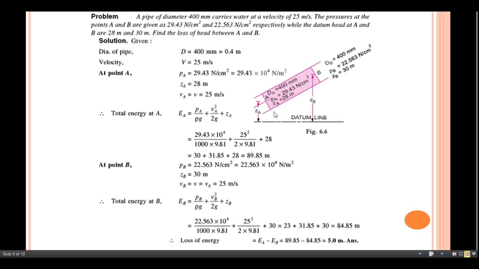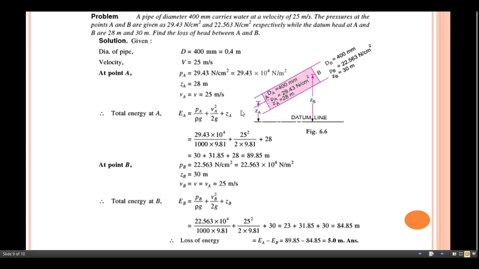So whatever the information given, if you just see here, this indicates point A and this indicates point B. Corresponding to point A, this data is available: ZA, the pressure at point A, and the diameter at this cross section. At point A the pressure is 29.43 Newton per centimeter square. Convert that to Newton per meter square by multiplying by 10 raised to plus 4.